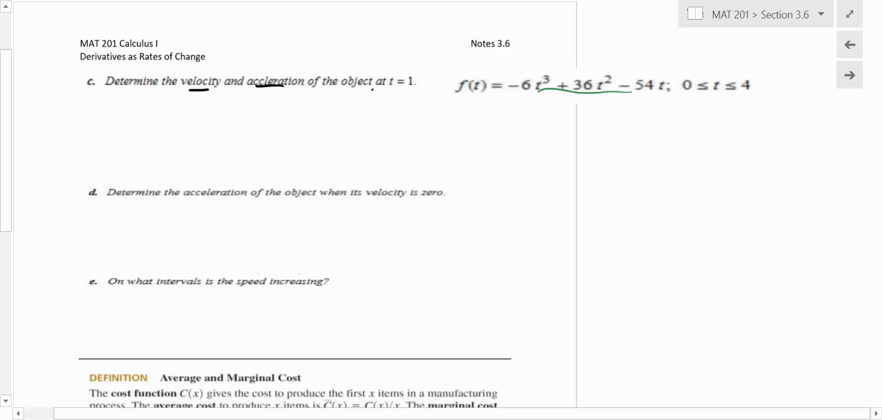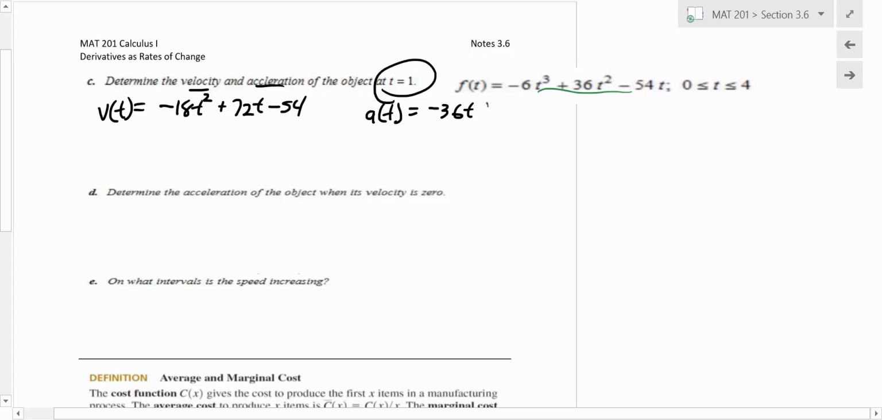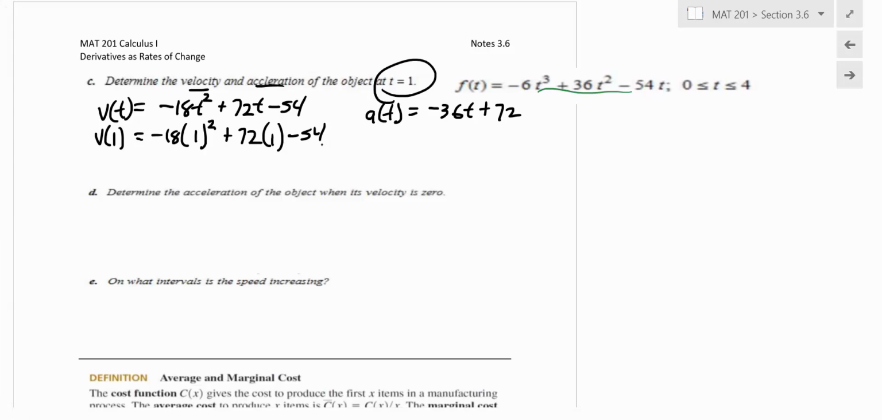So we're going to find the velocity and acceleration at t equals 1, okay? The velocity is the first derivative, so that's going to be negative 18t squared plus 72t minus 54. This time the acceleration is going to be the derivative again, a second derivative, so that's negative 36t plus 72, okay? Then we're going to evaluate this at t equals 1 second, or whatever the time is. So we're going to work out negative 18 times 1 squared plus 72 times 1 minus 54 on that.